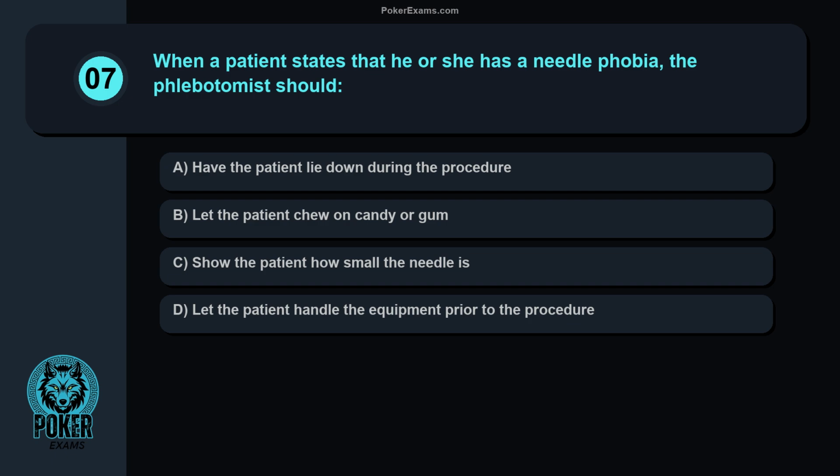Question 7. When a patient states that he or she has a needle phobia, the phlebotomist should have the patient lie down during the procedure, let the patient chew on candy or gum, show the patient how small the needle is, let the patient handle the equipment prior to the procedure.